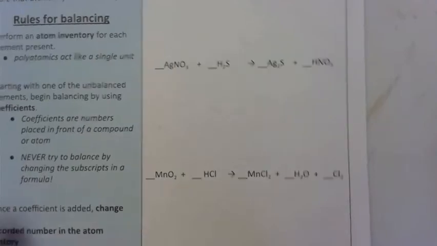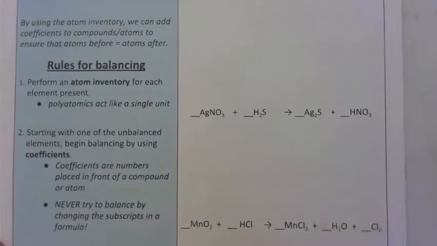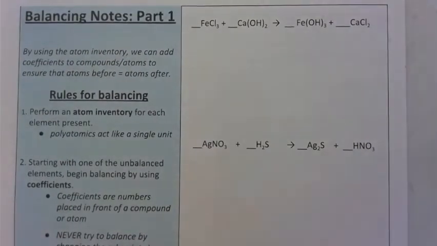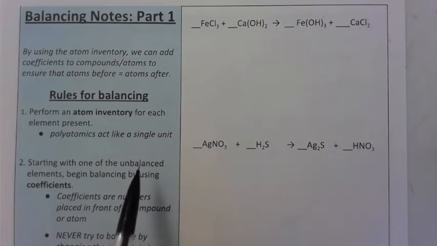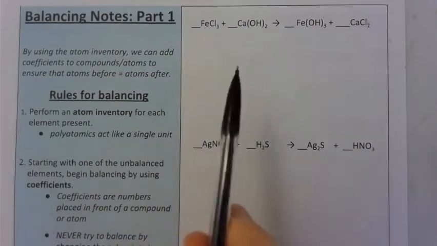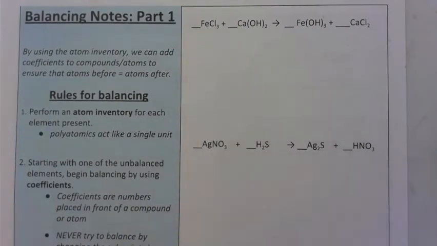So the actual part of balancing, again, looks like it's got a lot more steps. But step number 1 is something that we've already practiced. We need to perform an atom inventory. And really, we're just getting comfortable with the counting of the atoms in a chemical reaction.